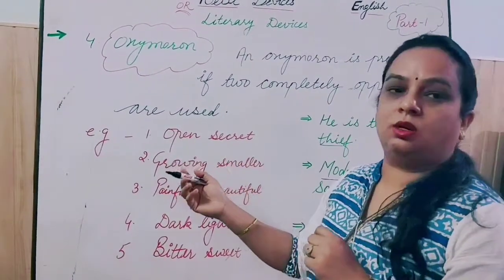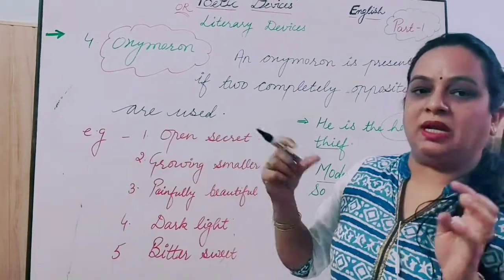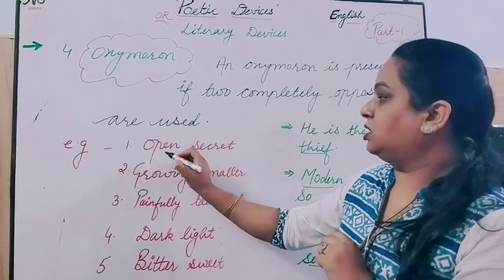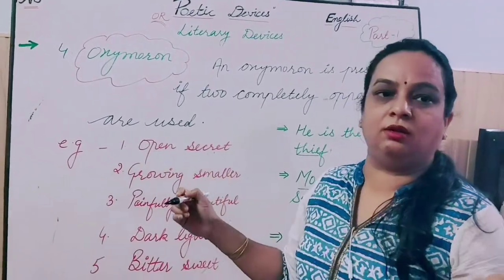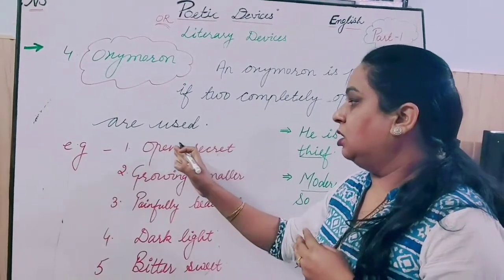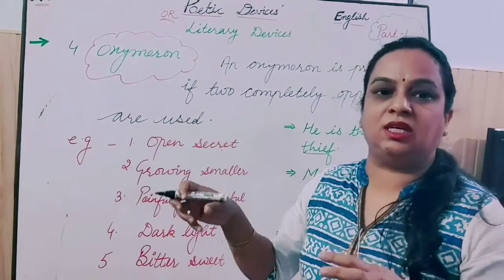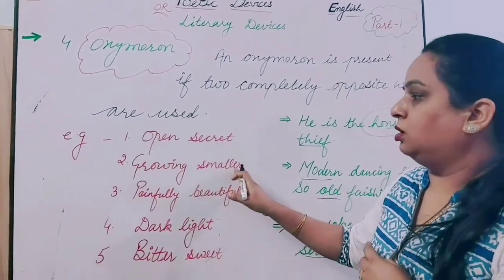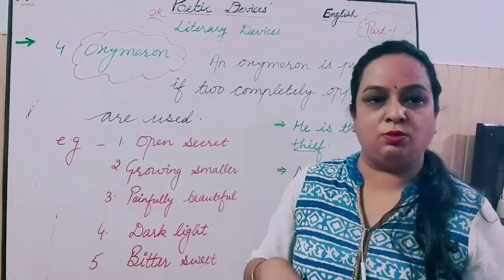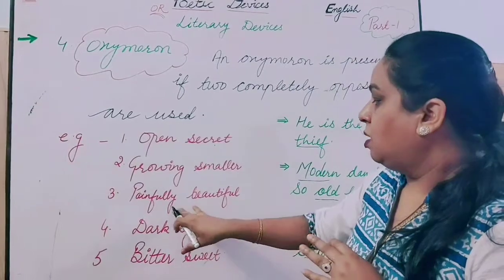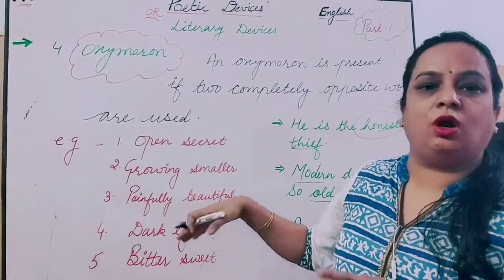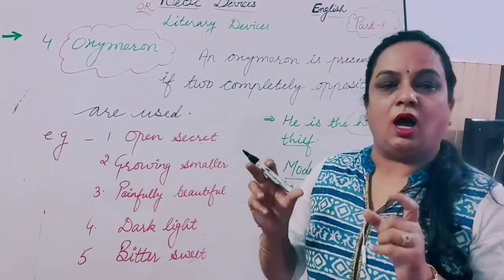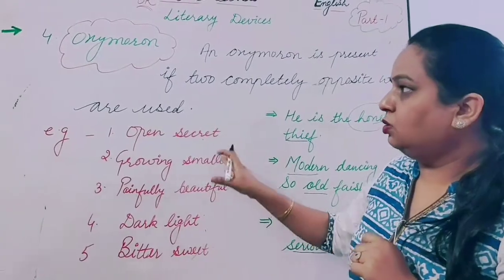Some more examples to understand it much better, where the words are written together without any gap in your text. For example, open secret. This letter is an open secret. Whatever is secret cannot be open, right? So this is oxymoron. Growing smaller: the person who is growing, how can he be smaller? So this is oxymoron. Painfully beautiful. These are also opposite terms. Clear? So the opposite terms written together in a phrase are known as oxymoron.